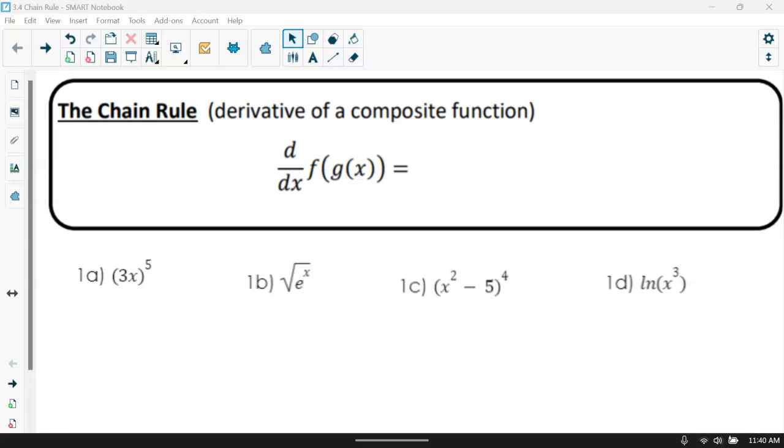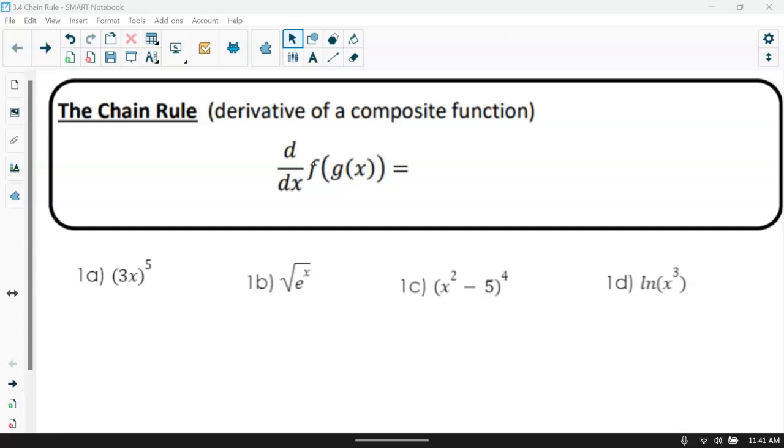In this lesson, we are now starting our chain rule with our derivatives. This is the derivative of a composite function. So here, for example, we're talking about a function inside of a function. So like here, you'll notice our examples that we'll be looking at.